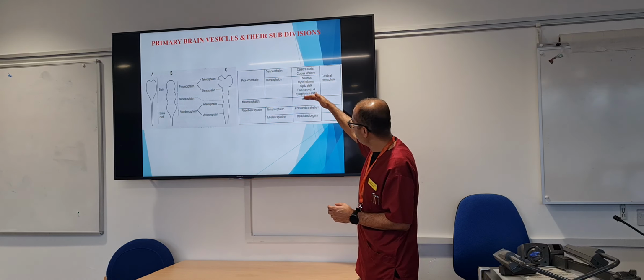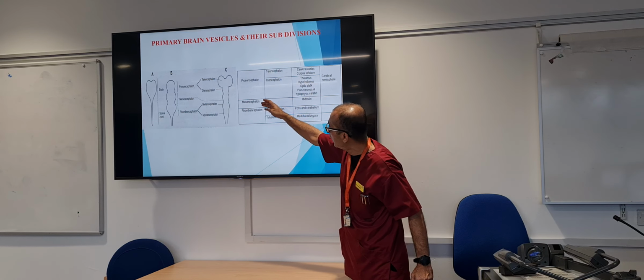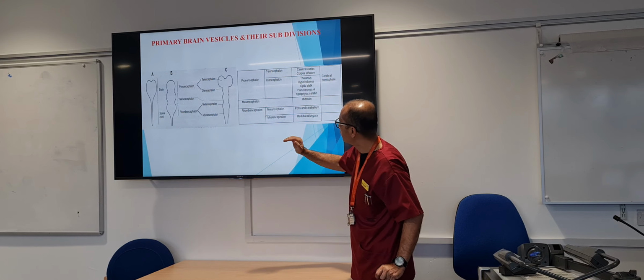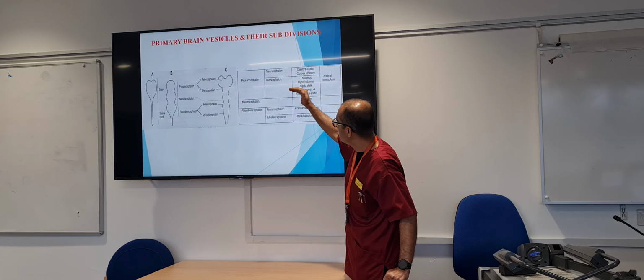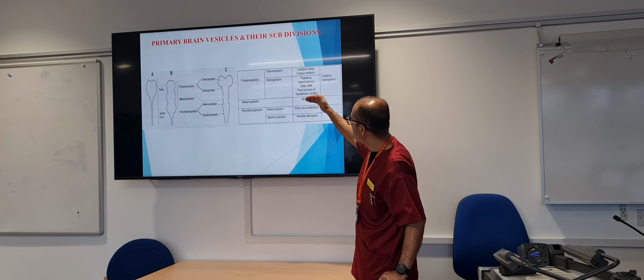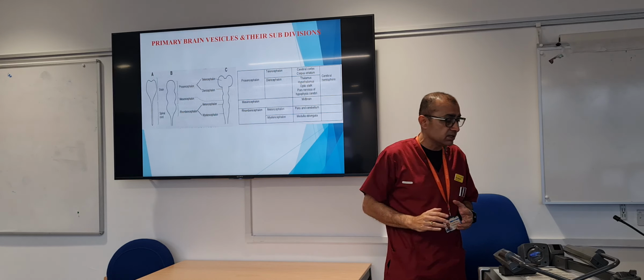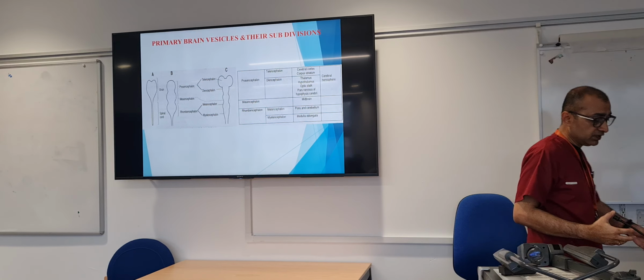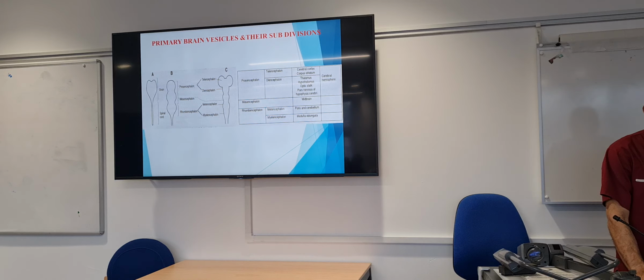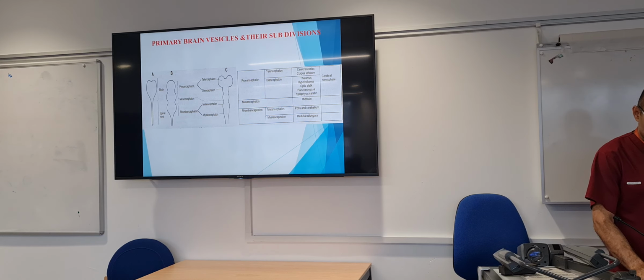The whole of the brainstem evolved from two parts, mesencephalon and rhombencephalon, which give rise to the midbrain, pons and cerebellum from metencephalon, and medulla from myelencephalon. So that's the key of the brain embryology.